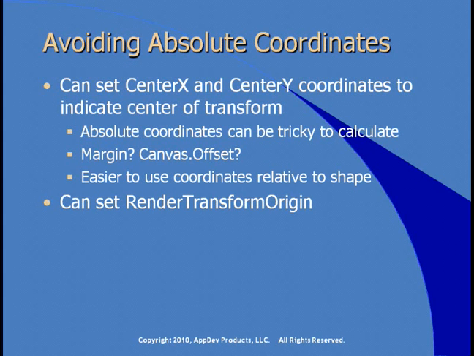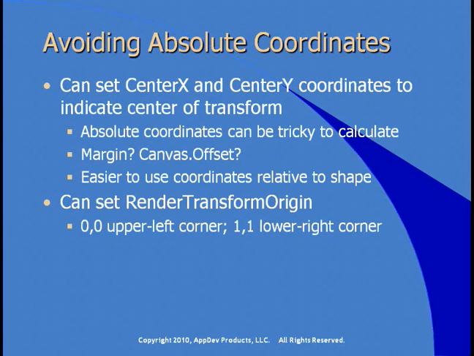To do that, you can set the render transform origin property. In that case, 0, 0 is the upper left-hand corner of the shape, and 1, 1 is the lower right-hand corner. The center of the object, no matter what its shape, will be 0.5, 0.5. So if you want to perform some sort of transformation around the center of the object, you can set the render transform origin property to be 0.5, 0.5, and then you don't have to worry about the absolute coordinates. Let me show you an example where we rotate an object around its center.